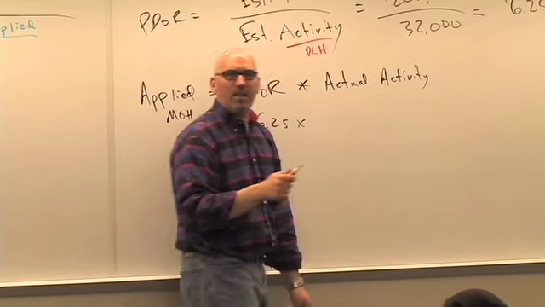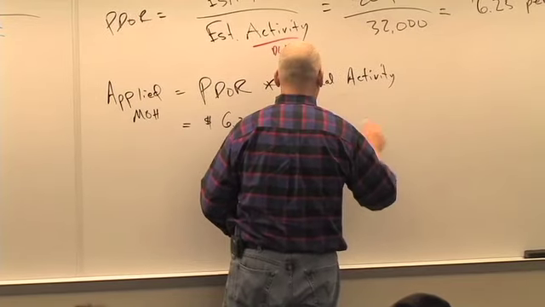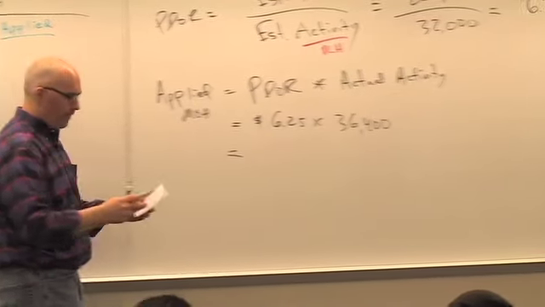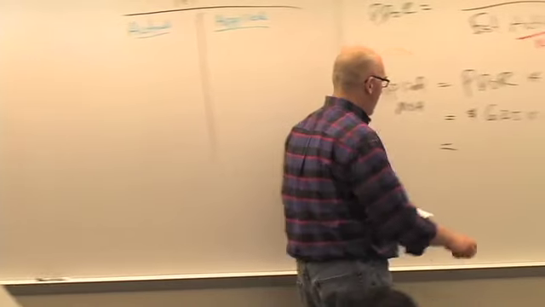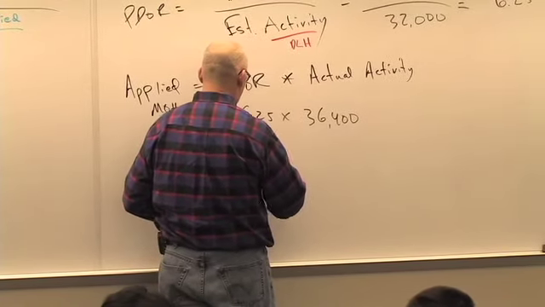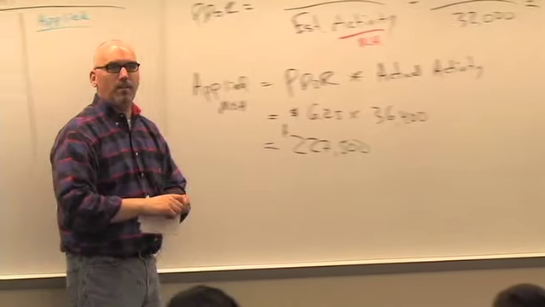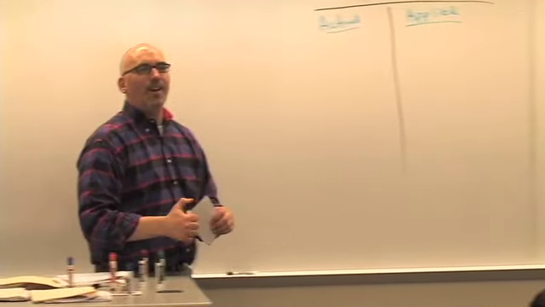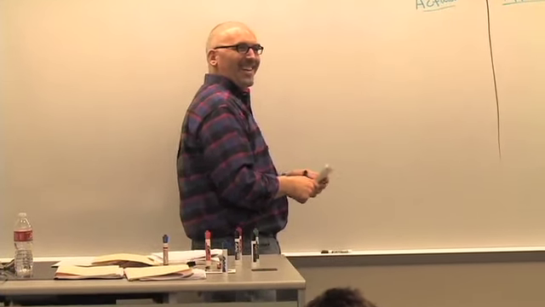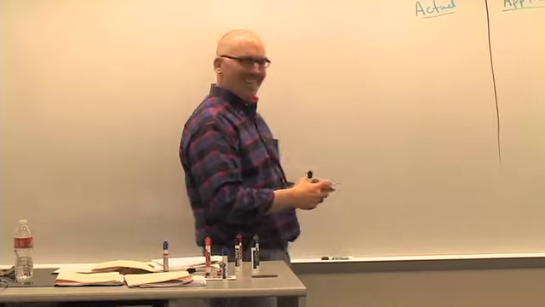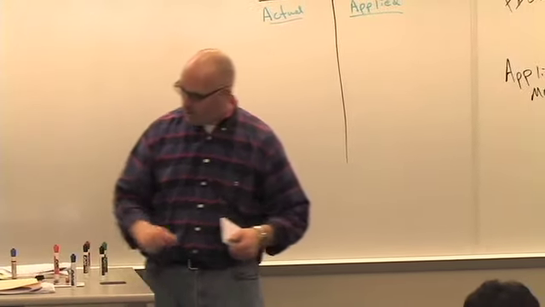Times, what'd you say, Tony? 36,400. What's that equal, Josh? $227,500. Are you concerned that your calculator might be inaccurate? No. Not at all. I have faith in it. Awesome. So now we've done number 1 and number 2, right?